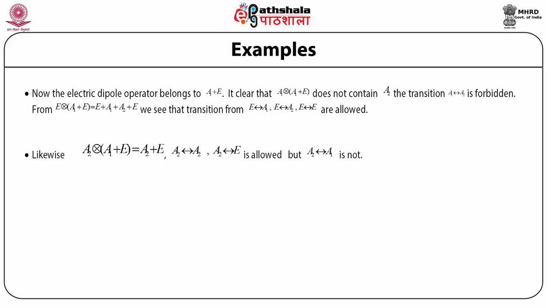Likewise, A2 cross (A1 plus E) is equal to A2 plus E. Therefore, A2 going to A2 and A2 going to E are allowed, but A2 going to A1 is not allowed because A2 cross (A1 plus E) does not contain A1.